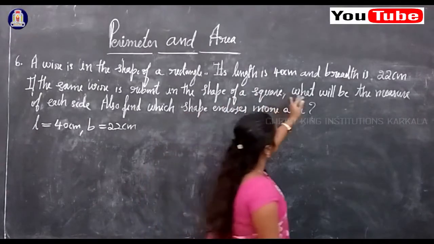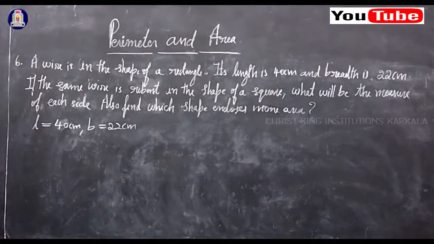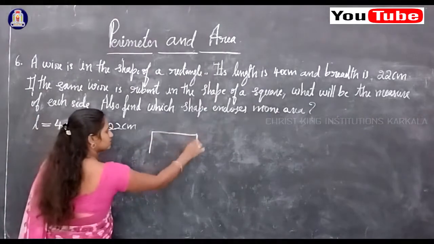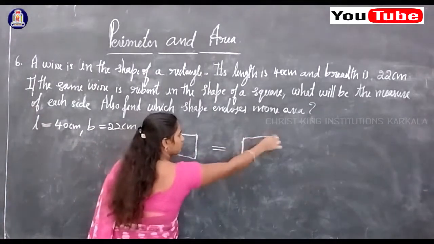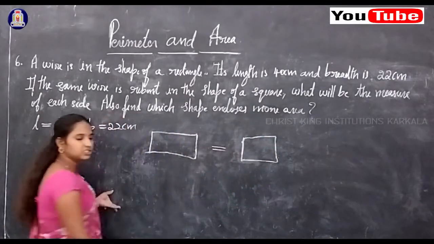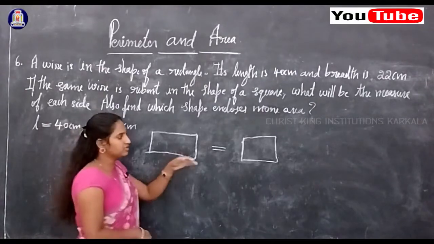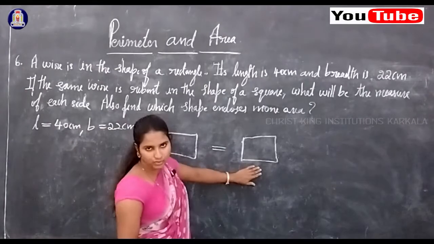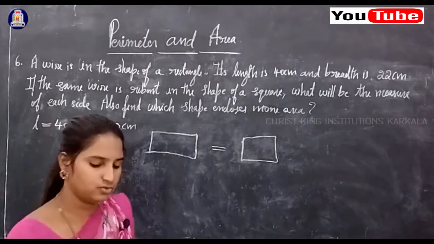Okay, first it was a rectangle, then it will change into a square shape. Now what will be the measure of each side? The rectangle's length and breadth is given, but that same shape is changed into a square. Now this rectangle will change into a square. The rectangle's length and breadth is given, but the sides of the square are not given. You have to find out. So what is the side of the square?